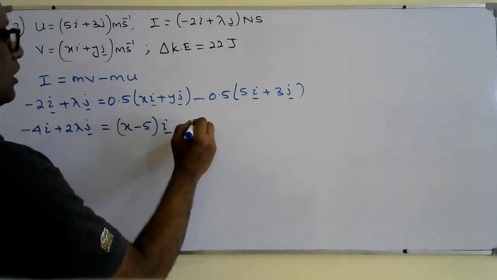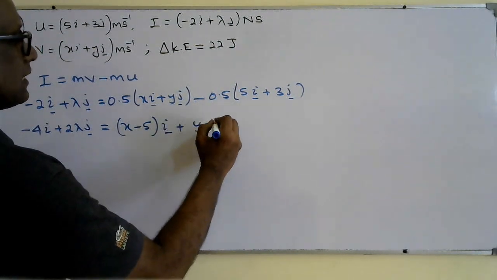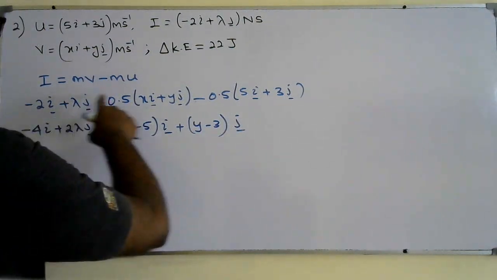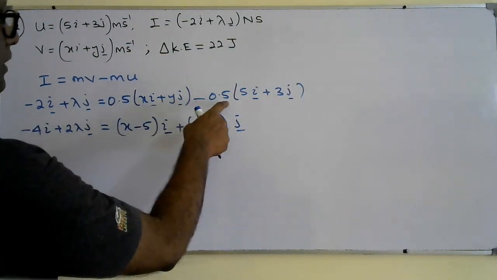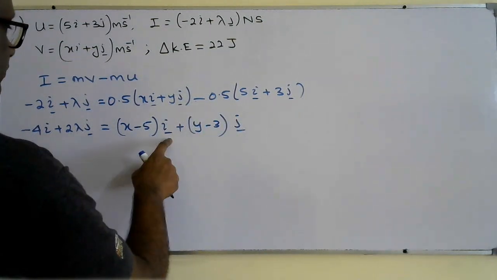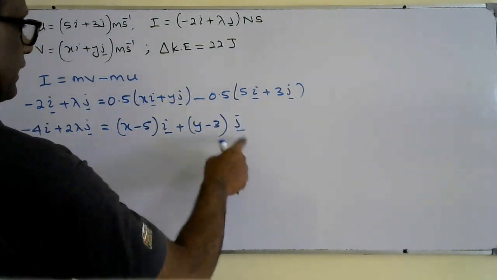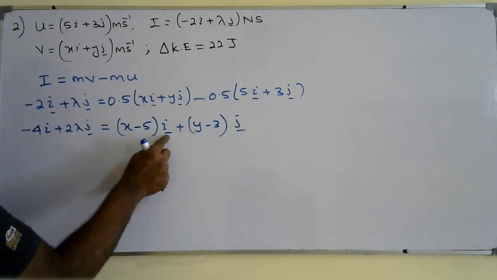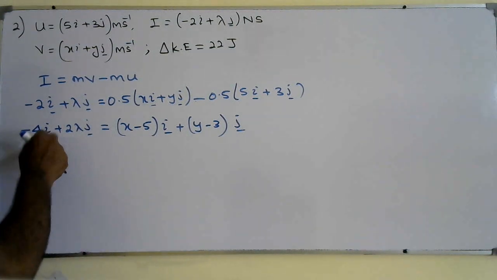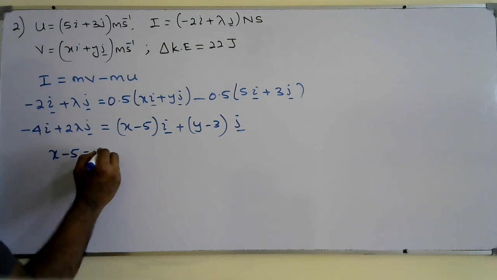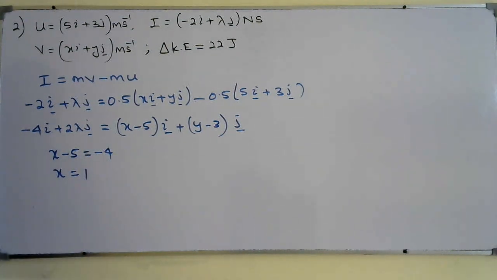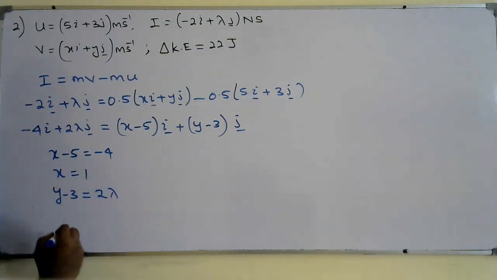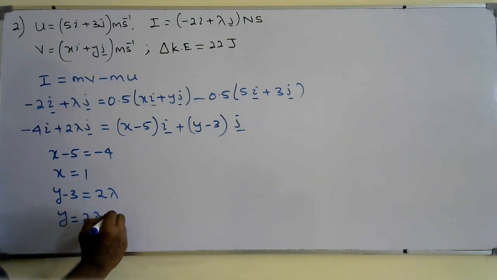Then y minus 3j. Check it: 0.5 is gone because we multiplied the whole equation by 2. So x minus 5i, y minus 3j. That means x minus 5 must be equal to minus 4. From this, x equals 1. In the same way, y minus 3 must be equal to 2 lambda. So y is equal to 2 lambda plus 3.